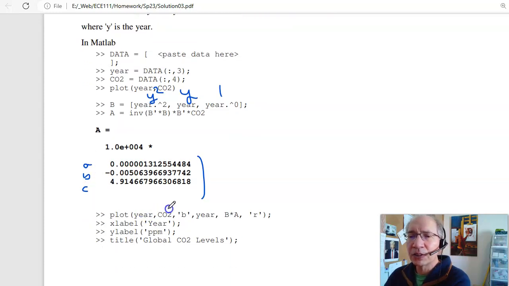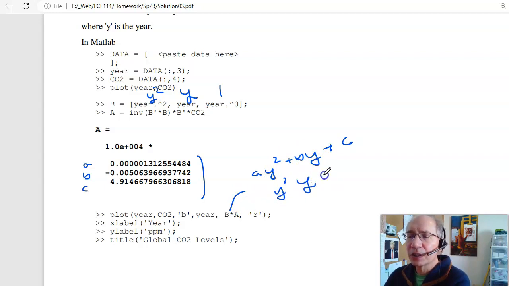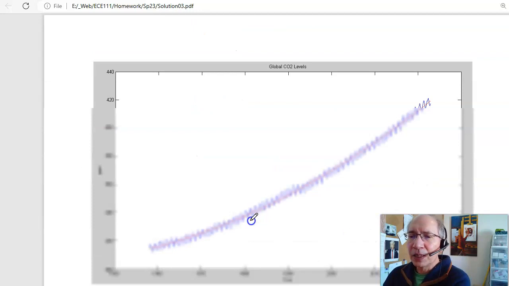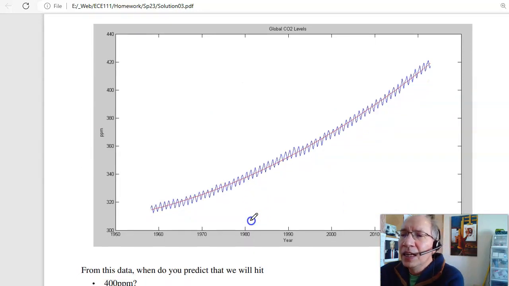Here's year versus CO2 in blue, year versus the curve fit. That is my basis function in matrix form. That's this, or rewritten as year squared, year, and 1 times a, which is a, b, c. Another way of writing it, that's an A. In red, plot it, and here's what I get. If you look at it, yeah, it looks like a pretty good curve fit.